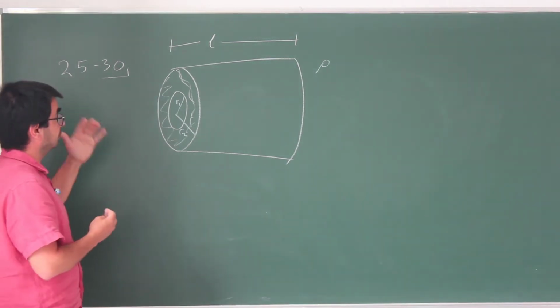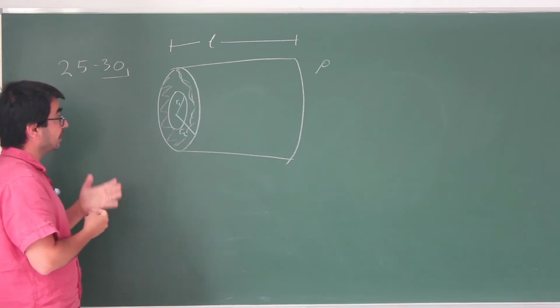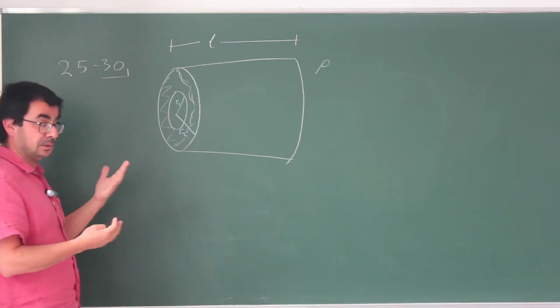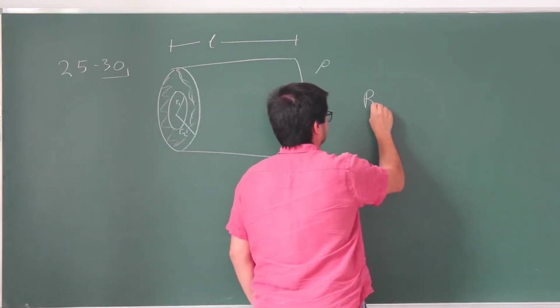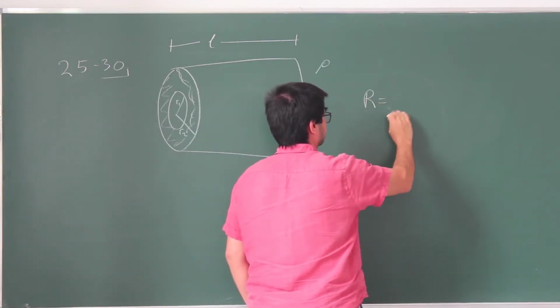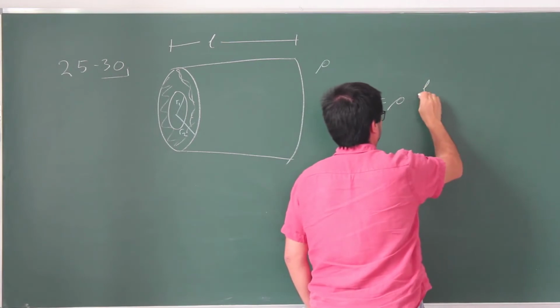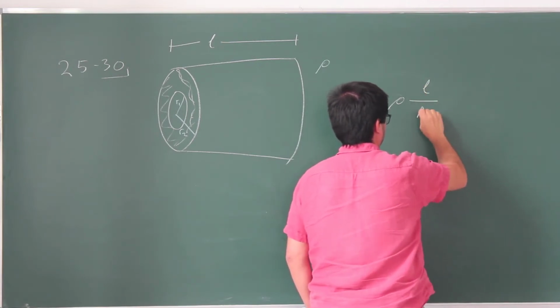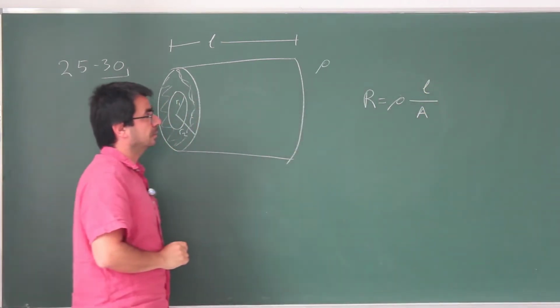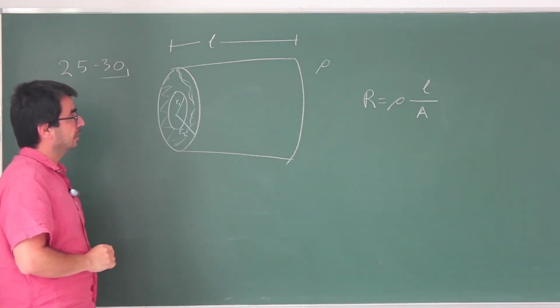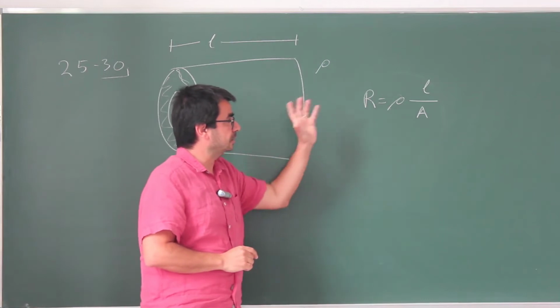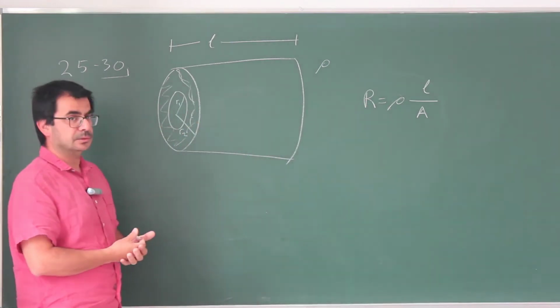So how do you start a problem like this? Well, they are giving you resistivity and the geometry of the object that you're looking at. So it suggests that this is going to be an application of this formula. Right? So for a given, let's say, rectangular piece of resistance, given its resistivity, its length, and the cross-sectional area, you can calculate its resistance this way.